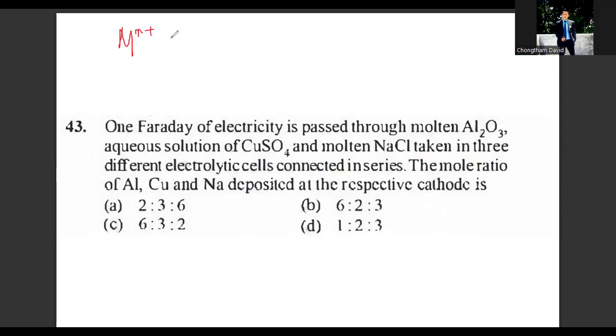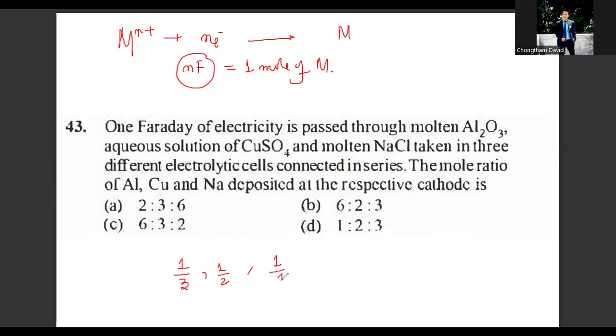When this metal ion gains electron, it undergoes reduction. So N Faraday is needed for 1 mole of this M. Now for aluminium you're going to require 3, copper 2, sodium 1. So the ratio would be 1 by 3 for aluminium, copper 1 by 2, and 1 is to 1 for sodium. So get the simplest whole number ratio, it would be 2 is to 3 is to 6. 236 is the answer for question number 43.